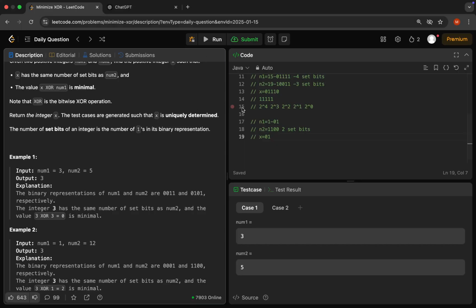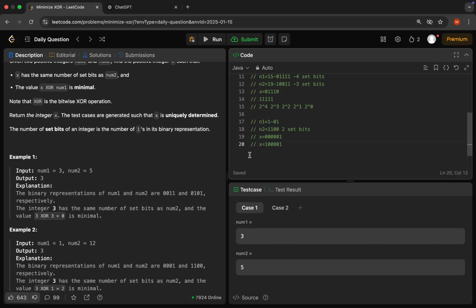Let's suppose I can put as many zeros as I want. What if I make any one of the set bits as 1? Why do I have to do this? It is a must condition that x has the same number of set bits as num2 consists of. So I can make any of the bits a set bit.